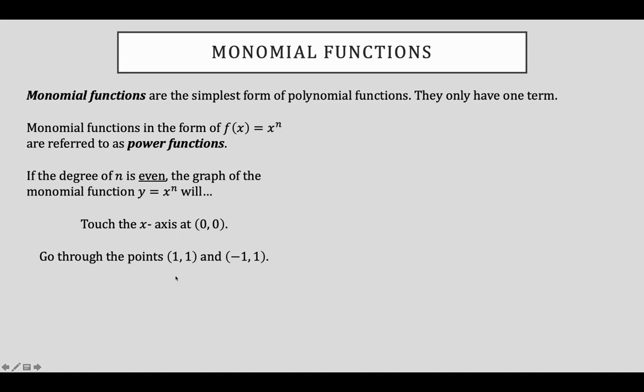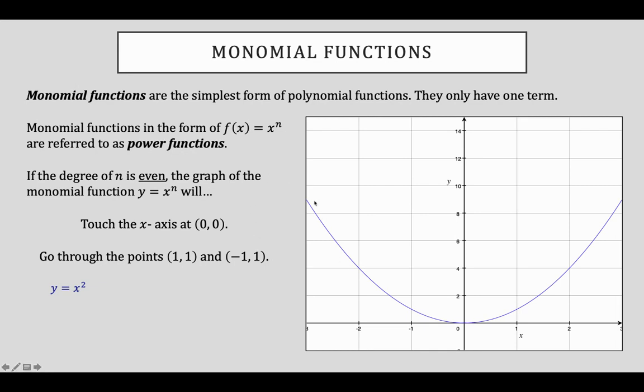Now it's not critical that you get this information into your notes. But what you should look at in these next few parts is the relationship between different types of monomial functions. For example, here I have my graph of y equals x squared. This is a power function of degree 2. Notice it's a monomial function because there is only one term. It has this nice parabolic shape, goes through the origin at 0, 0, and also goes through the points 1, 1, and -1, 1.